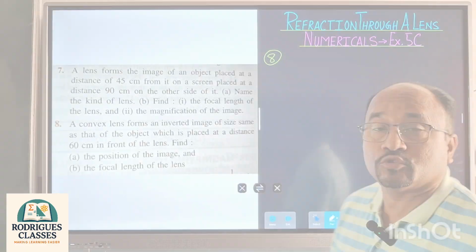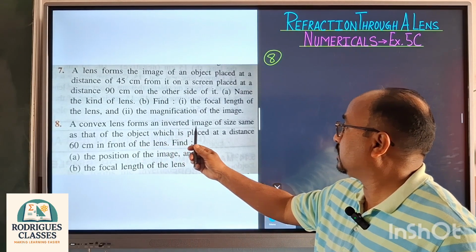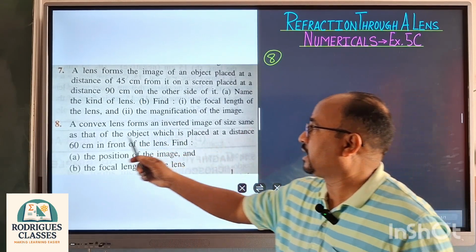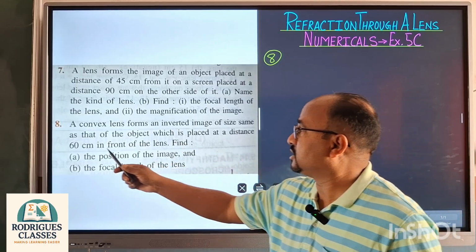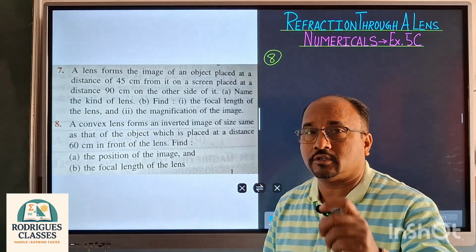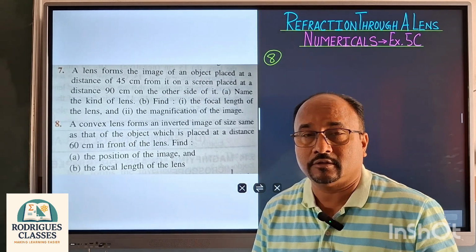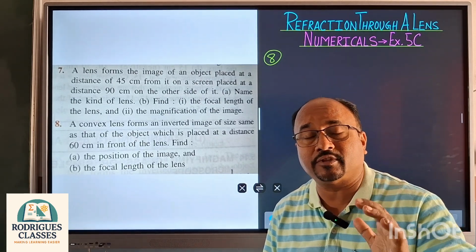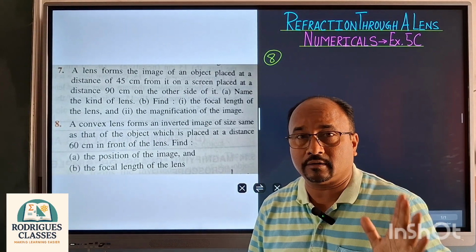Let us now come to numerical number 8. Go through the question quickly. A convex lens forms an inverted image of the same size as that of the object, which is placed at a distance of 60 centimeter in front of the lens. So the image which is formed is of the same size as the object. So if the height of the object and the height of the image are the same, you get magnification as 1.